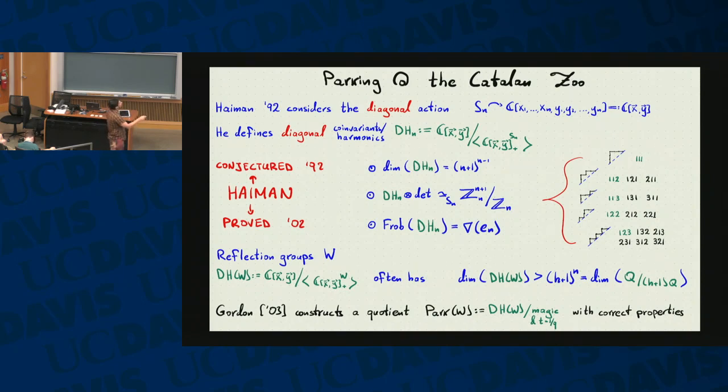Why did I start with the diagonal harmonics? Because if you have a group acting on X, you can also make it act on another copy Y and consider its diagonal harmonics. It's very immediate to consider diagonal harmonics on reflection groups, but I wouldn't be able to tell you a priori what a parking function is. There is a problem here. The diagonal harmonics for reflection groups usually have a bigger dimension than the expected one, but Gordon actually constructed a quotient, and in the quotient, you have a bona fide parking space.